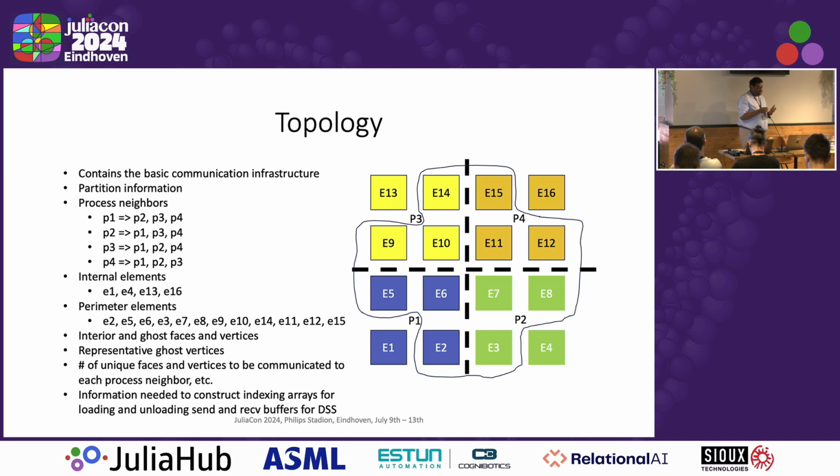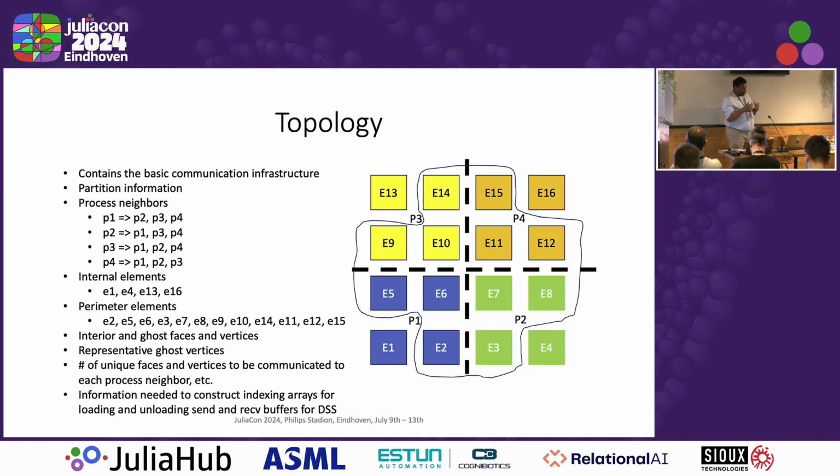For example, it contains the partition information. It stores the process neighbors for each of the processes. Then for local elements, it classifies them into fully internal elements and elements called perimeter elements, which exist at the boundary with elements from other processes.